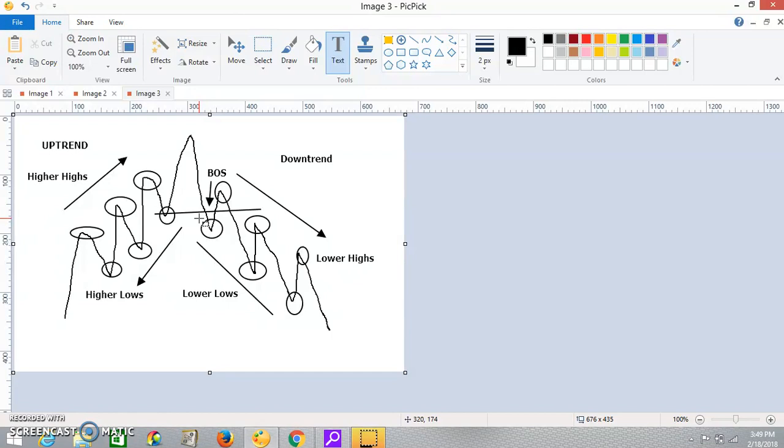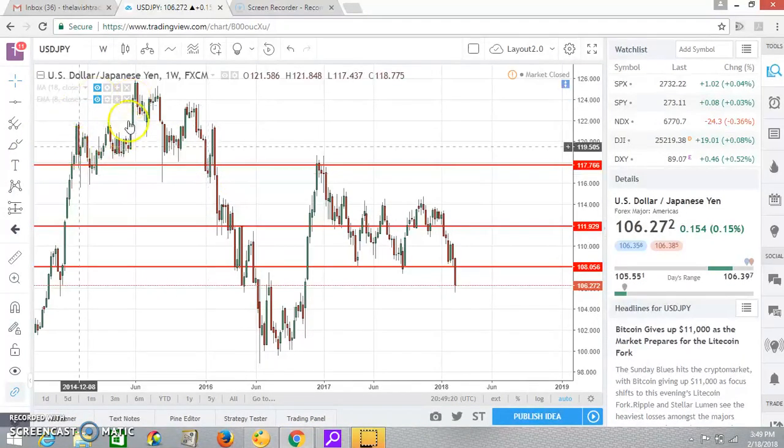Basically, support and resistance is how you measure the Forex market. You can consider support as the floor, and you can consider resistance as the ceiling. I'm going to show you guys from a chart. This is one of the main currency pairs that I study, which is USD JPY.